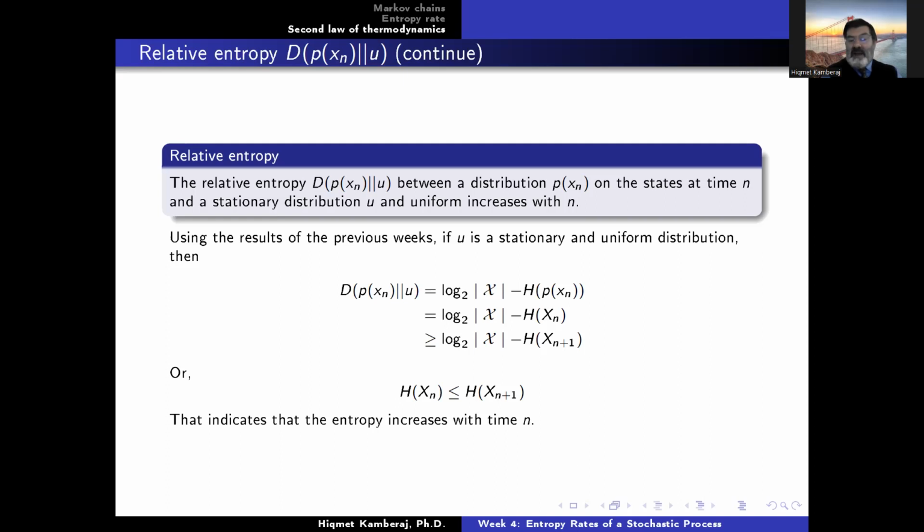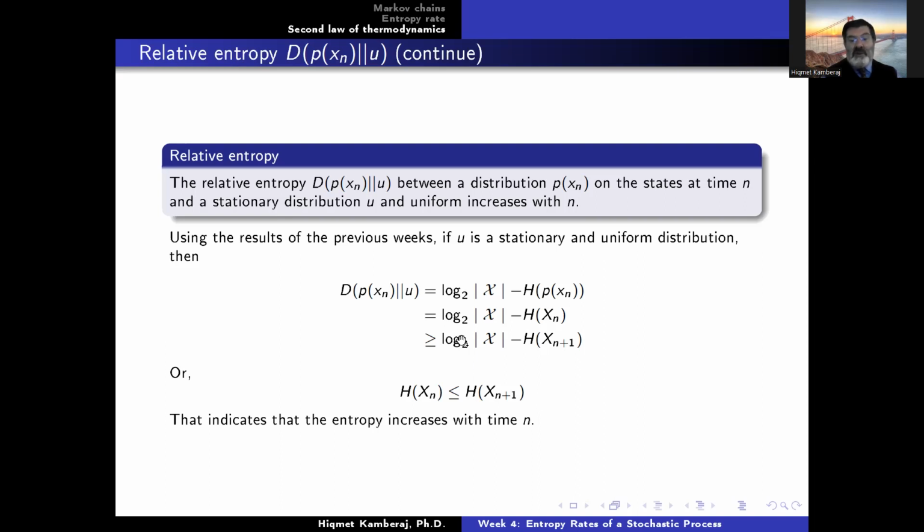Now I could further write log with base 2 of the cardinality of chi minus h of Xn random variable. Moreover, if I say that the entropy increases, then this would be greater or equal to log base 2 of the cardinality of chi minus the entropy at Xn+1. From this one, you could get that h of Xn is less or equal to h of Xn+1. That indicates that the entropy increases with time.